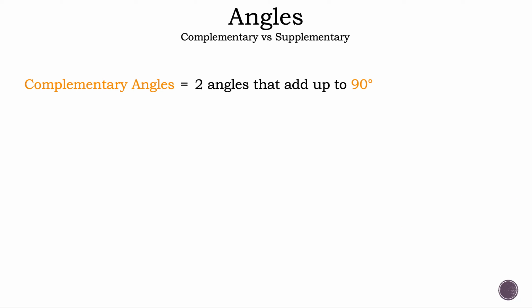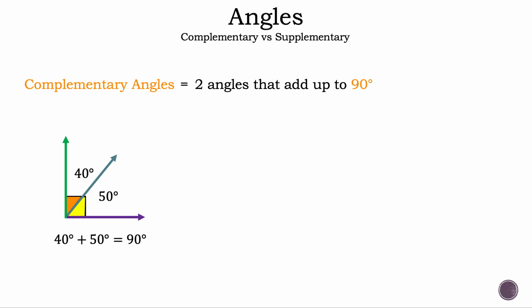Now, let's take a look at the definition of complementary angles. Two angles that add up to 90 degrees. Let's draw a right angle composed of two angles. Let's say one angle is 40 degrees and the other angle is 50 degrees. When we add 40 degrees and 50 degrees, the result is 90 degrees, which is in the definition.